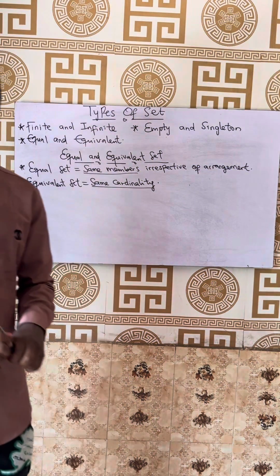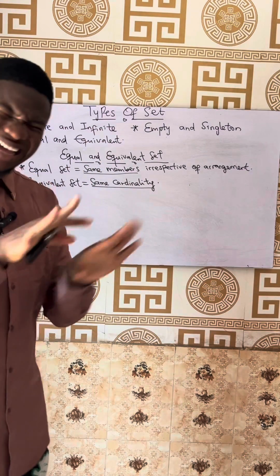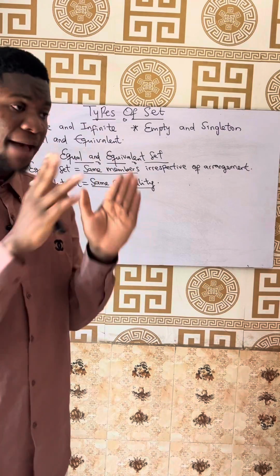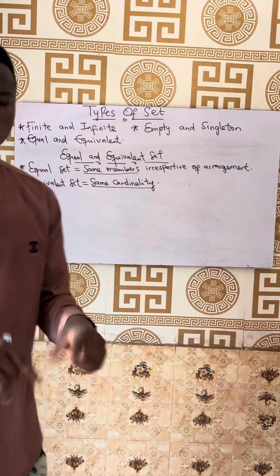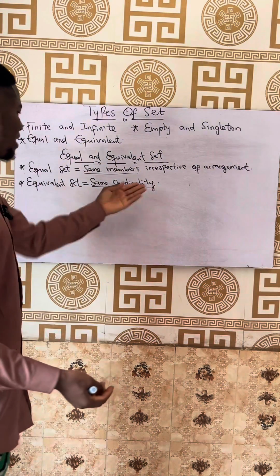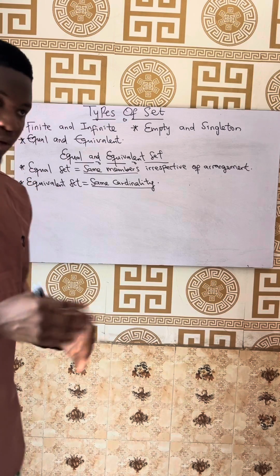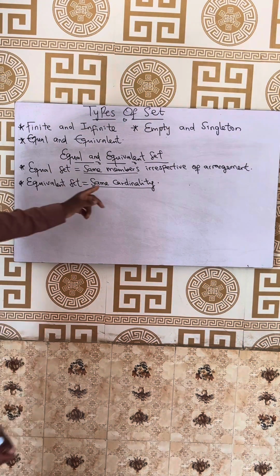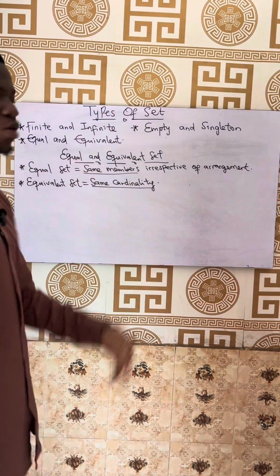So this simply means that when two sets have the same members, irrespective of how the members are being arranged, once they have the same members, we are going to say that the sets are equal. But once two sets have the same number of elements, are you there? We are going to say they are what? Equivalent. So same members is for equal sets, same cardinality is for equivalent sets. Then let's talk about the examples of equal sets and equivalent sets.